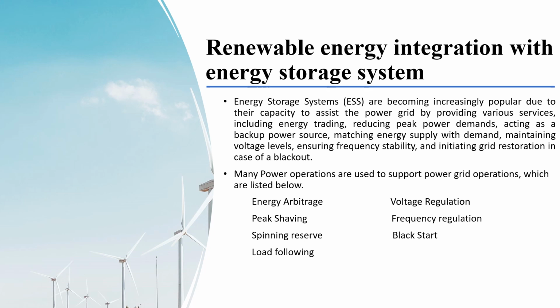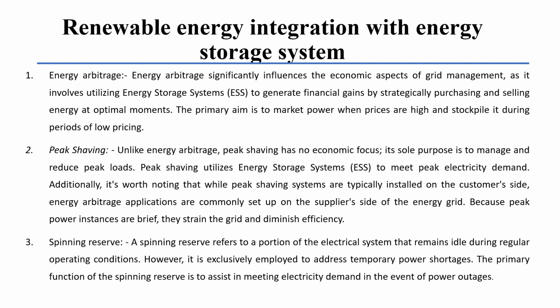As I mentioned, there are seven types of power operation which are used to support power grid operation to maintain grid stability and reliability. The first is energy arbitrage, the second is peak shaving, the third is spinning reserve, the fourth is load following, the fifth is voltage regulation, the sixth is frequency regulation, and the seventh is black start. Let's describe these power operations briefly.